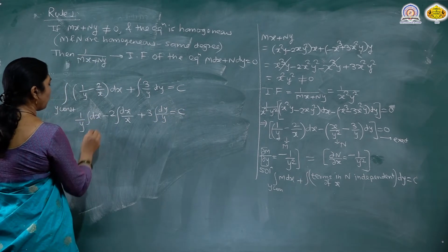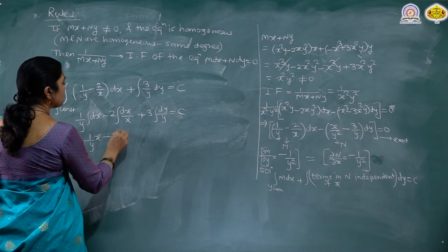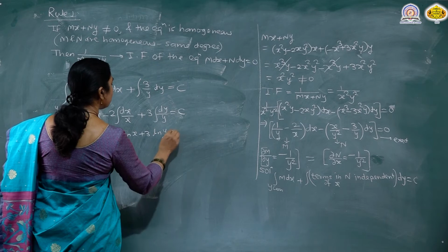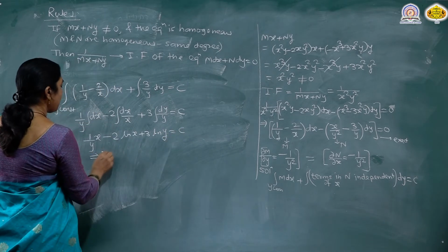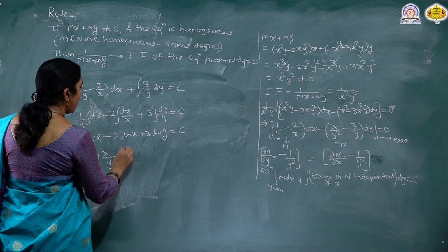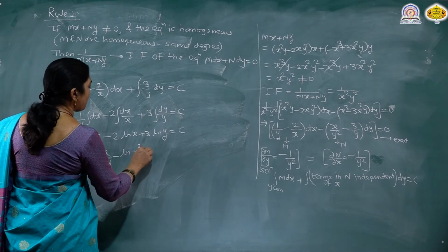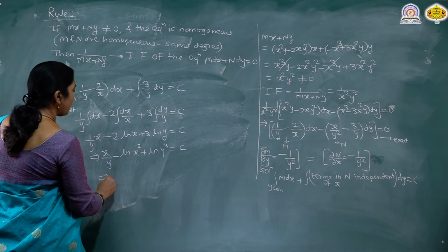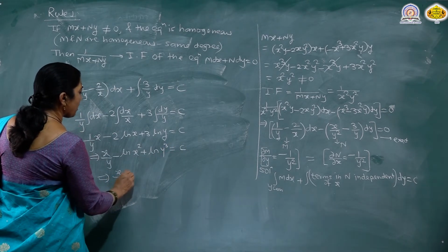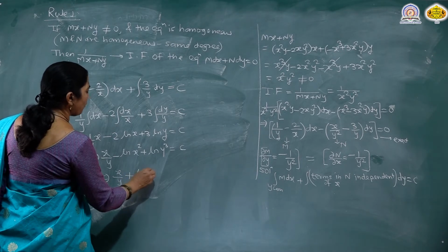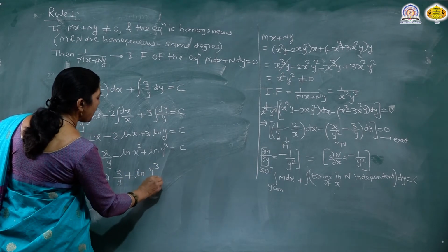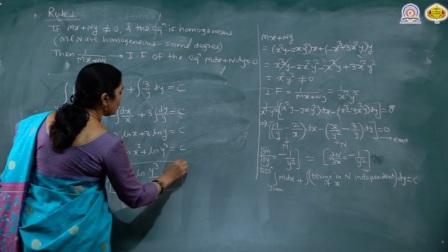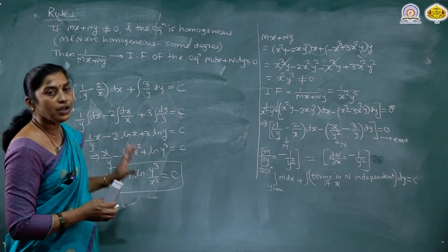That is 1 upon y into x minus 2 ln x plus 3 ln y is equal to c, or we get x upon y minus ln x square plus ln y cube is equal to c, or we can write this as x upon y plus ln of y cube upon x square is equal to c. This is the solution of the given differential equation.